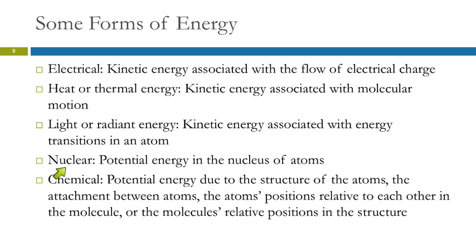There's nuclear energy. This is a form of potential energy. It's potential energy found in the nucleus of atoms. So in a sense, nuclear energy is also chemical in nature. So chemical energy is a potential energy due to the structure of the atoms, how they are related to each other in a molecule.